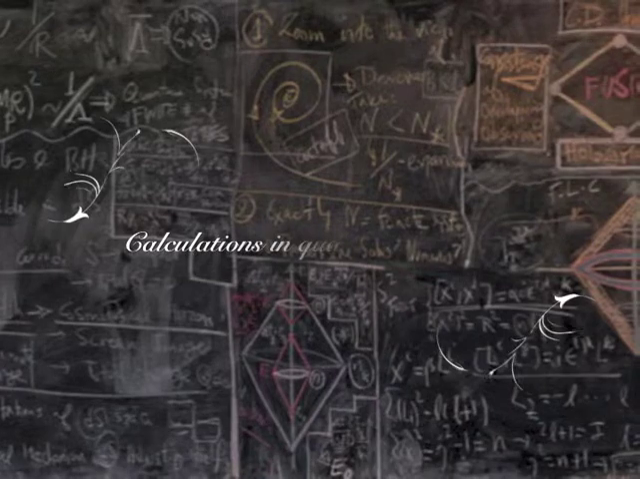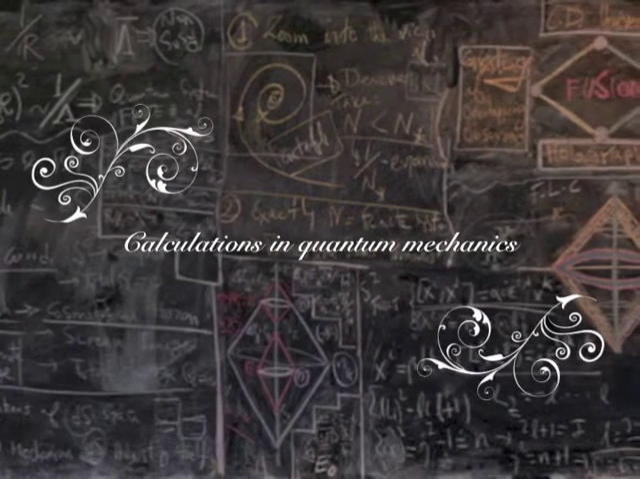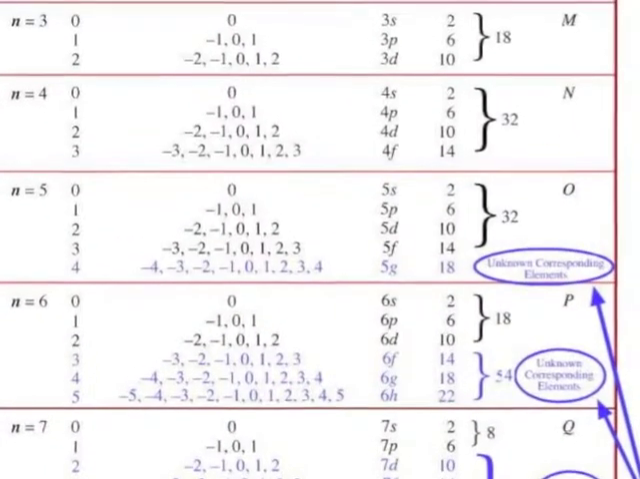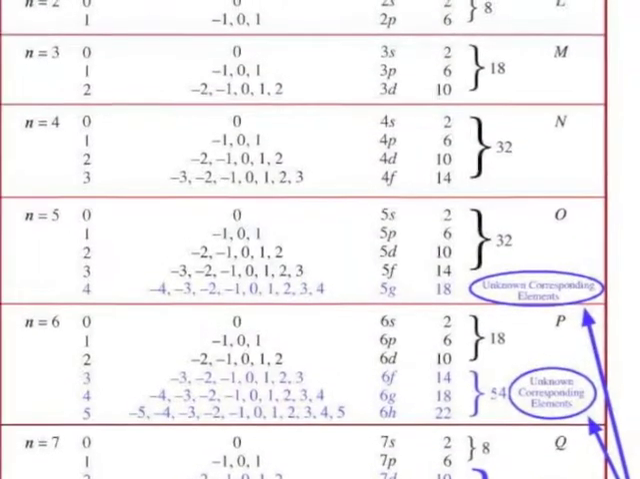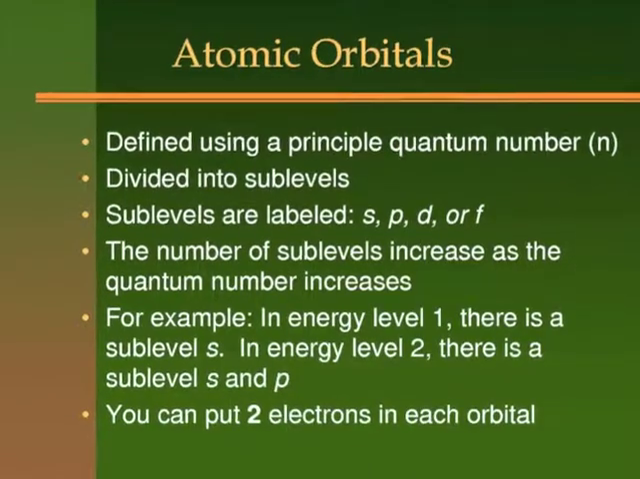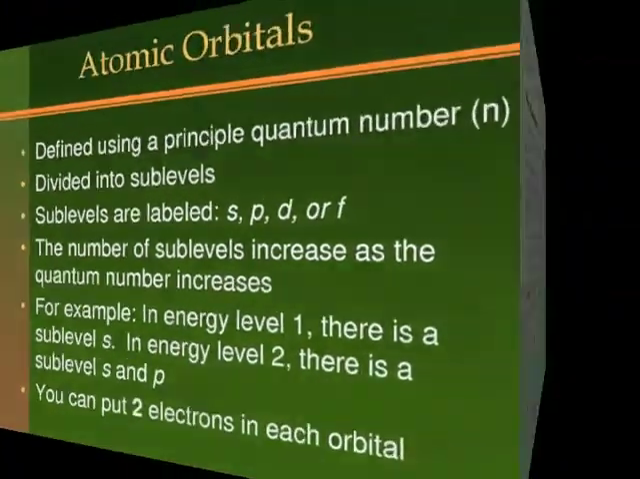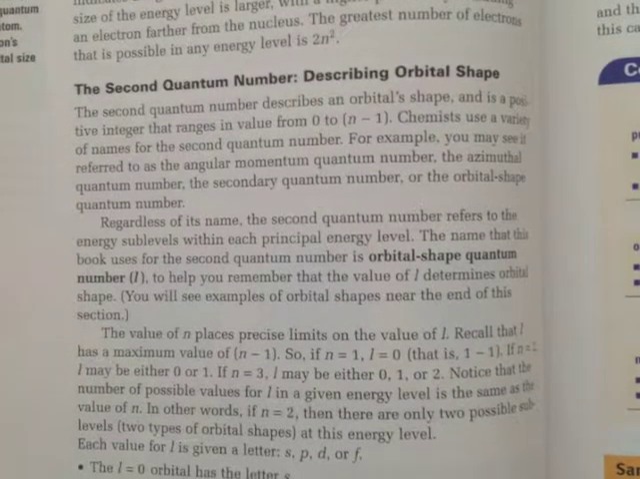According to calculations in quantum mechanics, each energy level of an atom consists of one or more sublevels. n equals the number of sublevels in the nth principal energy level, where n is the principal energy level. These are some examples. This knowledge is elaborated on page 134, in the first and second quantum number part.